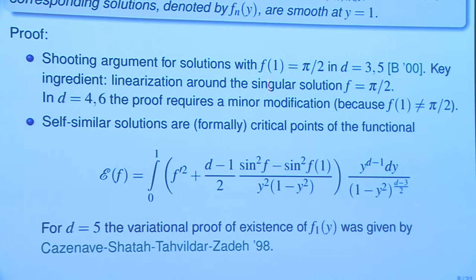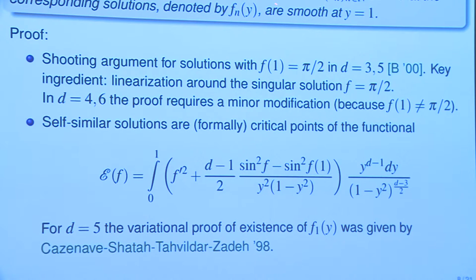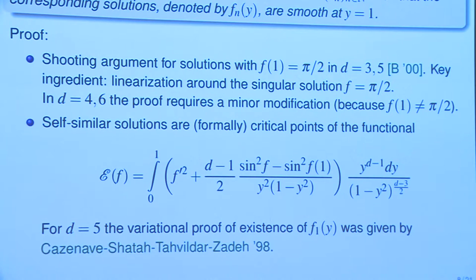For this reason, these solutions have not been found before. There is a variational proof of existence of one of the solutions of this infinite family in dimension 5 by Cazenave, Shatah and Tahvildar-Zadeh. But in this case, F1 is just pi half, which, by the way, is the convexity radius of the sphere. So it's an equator. So it would be hard to find these solutions by variational techniques.